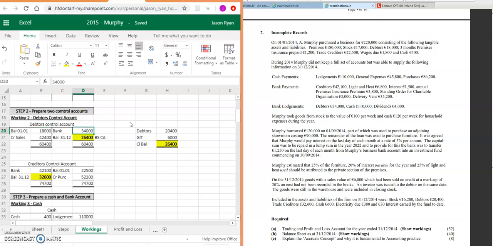So it's 34,000. Then we have a look down at the end and see do we have any more debtors. And we have debtors here at the end of 20,400.